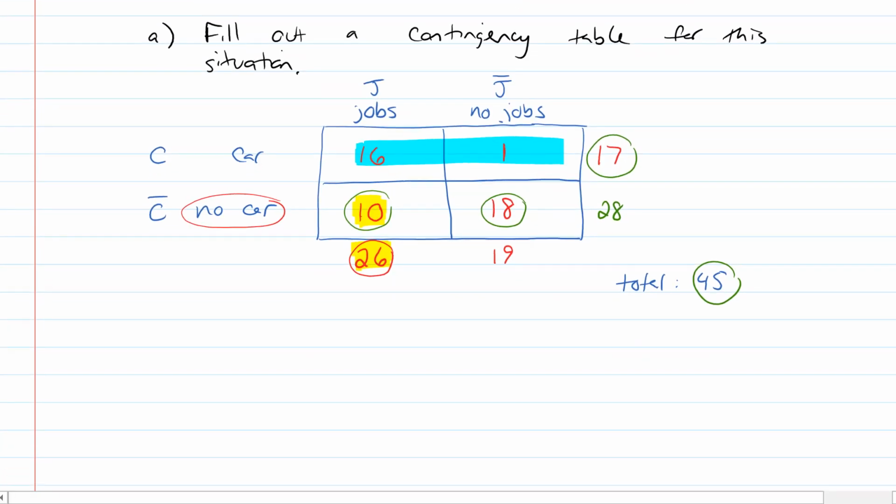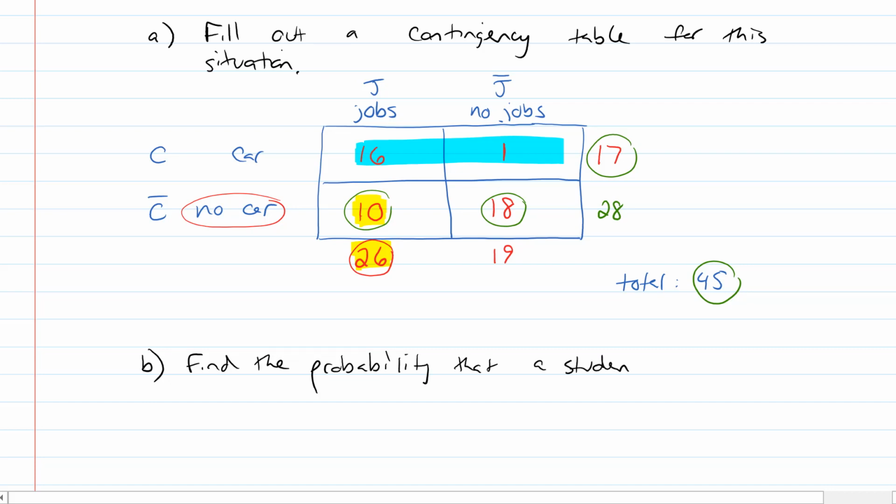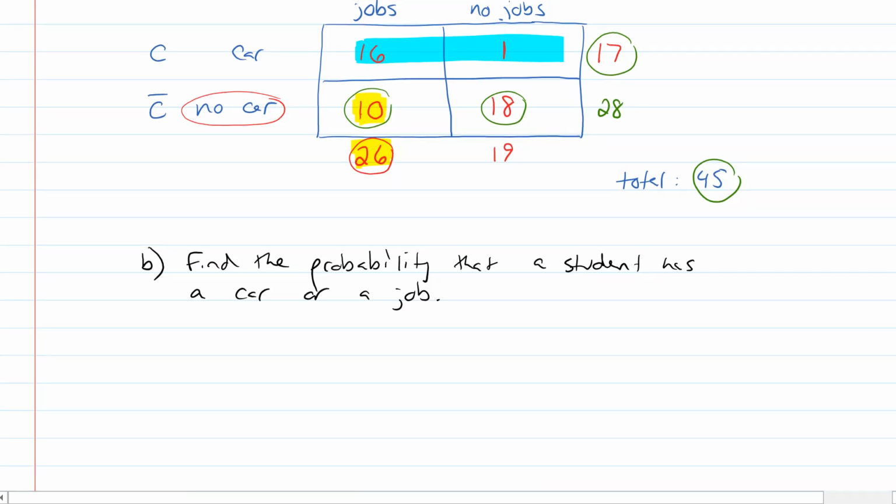So now that we've filled out our table in its entirety, then we can do a couple more questions. Part B, find the probability that a student has a car or job. So the probability of car or job is equal to the number who have a car or a job divided by the total.